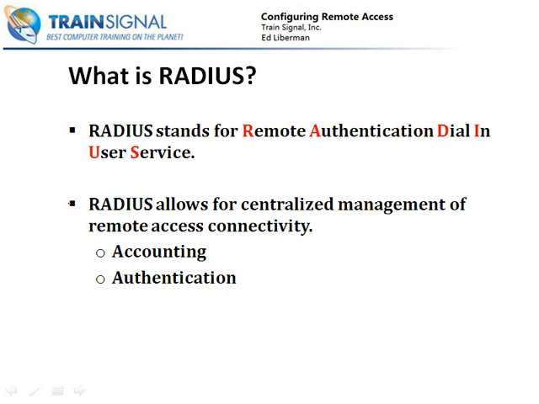Now, RADIUS has two different areas of management. One area is accounting, or what's sometimes just simply known as logging. And it is just that. It's keeping a log of everyone who remotely connects into the network, regardless of what remote access server they hit. And it keeps a complete log of who, what, when, where, why, and how, or we could say how long that they've connected. Now, this is something that you can do on an individual remote access server as well, but RADIUS allows control over all your servers in one location.